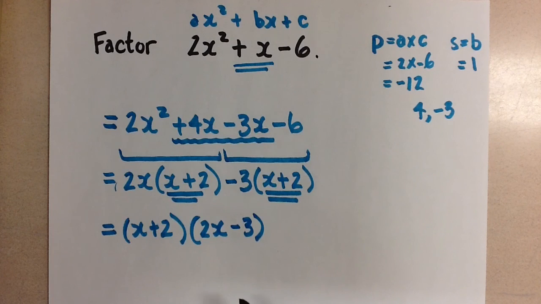Here we could continue to find the zeros. It would be negative 2 and positive 3 over 2, and whatever else we need to do with this factored form of this trinomial.